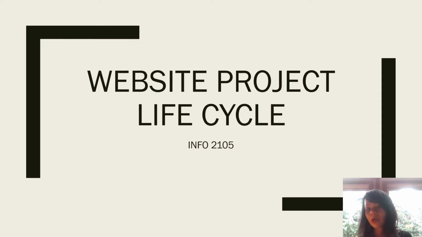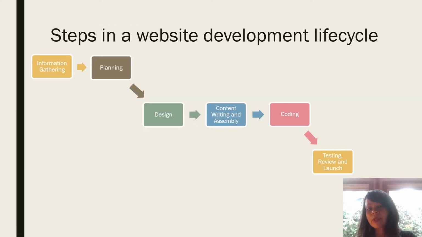Before you even get to the code, which is the HTML and CSS, there is a bit of planning that you need to do beforehand, before you start creating or developing, coding it in HTML and CSS. All right, so let's go through this process together. The steps in a website development life cycle begin with information gathering. So you gather the information that you need to put your website together.